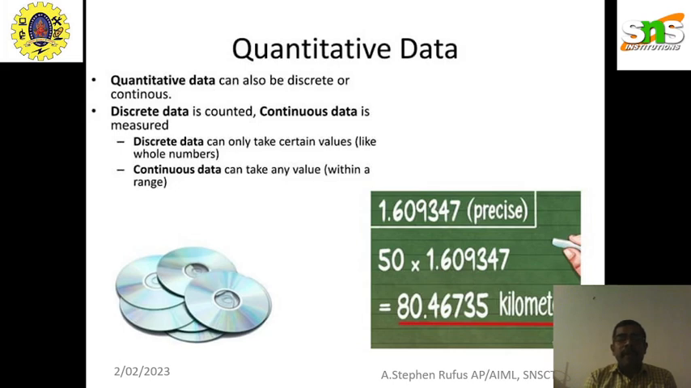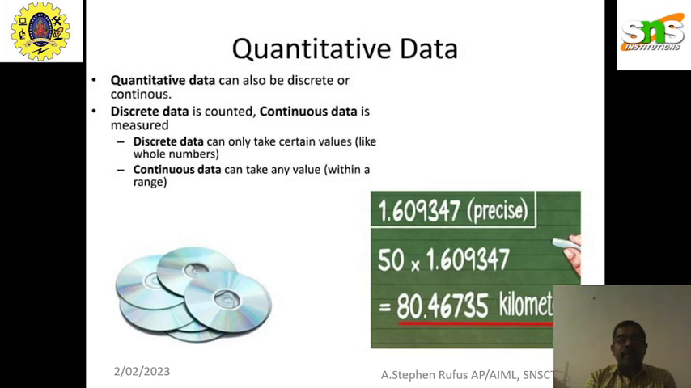Quantitative data can also be of two types: one is called discrete, and the other is continuous data. Discrete data may be counted, but continuous data can only be measured. Let's see an example. If I say the data is discrete, it is a whole number that runs from negative to positive infinity, so it takes certain values.